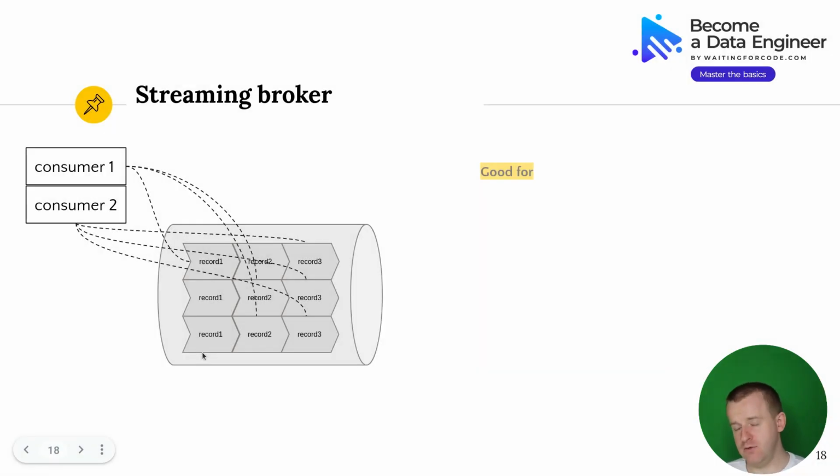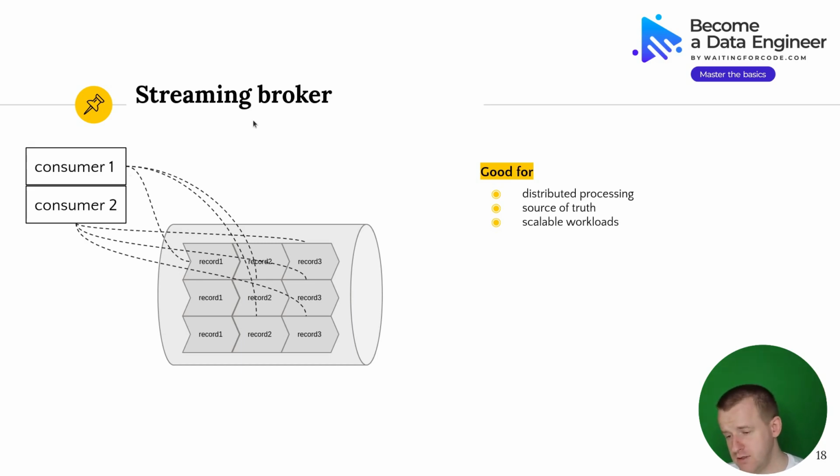The streaming broker is good for distributed processing. As you see already, there is native partitioning. It can be a source of truth for data systems, so you can have different consumers reading data and writing to other data stores. It is also scalable, but on the other hand, transactions are difficult. It's something that has been worked on recently and exists, for example, in Apache Kafka with transactions.